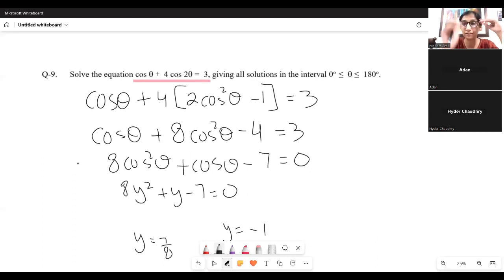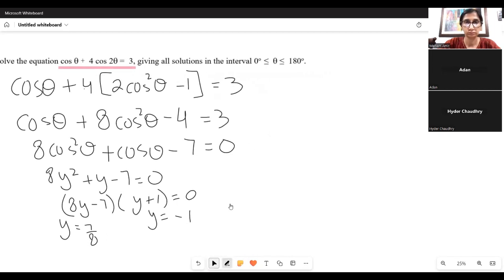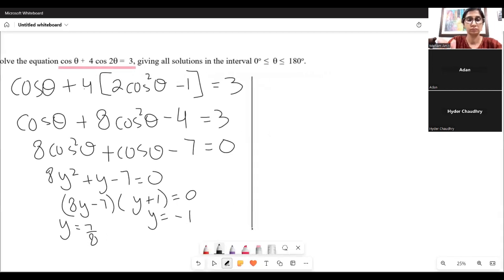But when we're pulling a stunt like this, we have to be very careful. I've told this to you guys 1,000 times. This step must be there. Otherwise, you will lose marks like dominoes. So we get the method mark and we get the accuracy mark. Okay, now we replace y with cos theta. Cos theta equals 7 by 8. Cos theta equals minus 1.